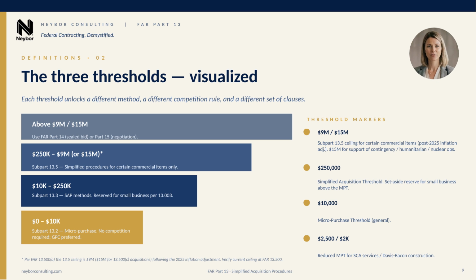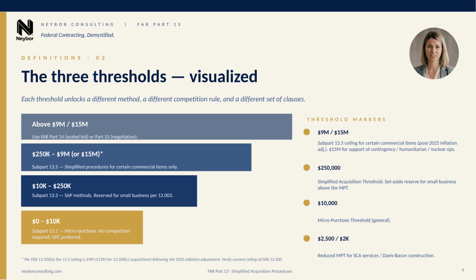Picture the simplified acquisition lane as a 4-step ladder. At the bottom, from $0 to $10,000, you have the micro purchase tier, subpart 13.2. The contracting officer needs no competition, no synopsis, no formal solicitation, and the preferred method is the government-wide commercial purchase card. Step up from $10,000 to $250,000, and you are in the heart of subpart 13.3, the SAP zone.